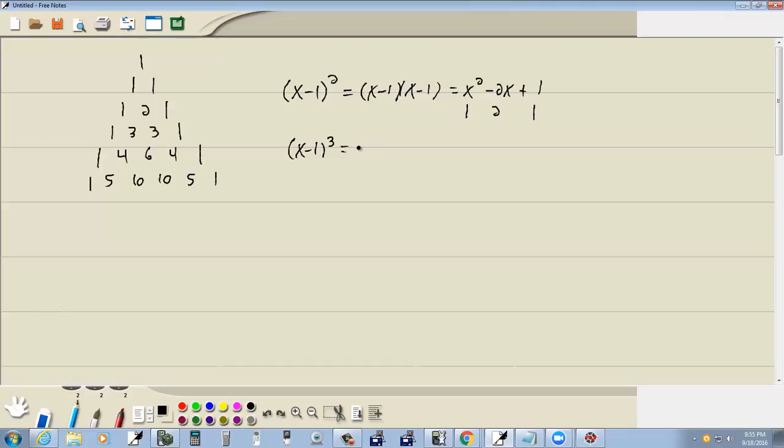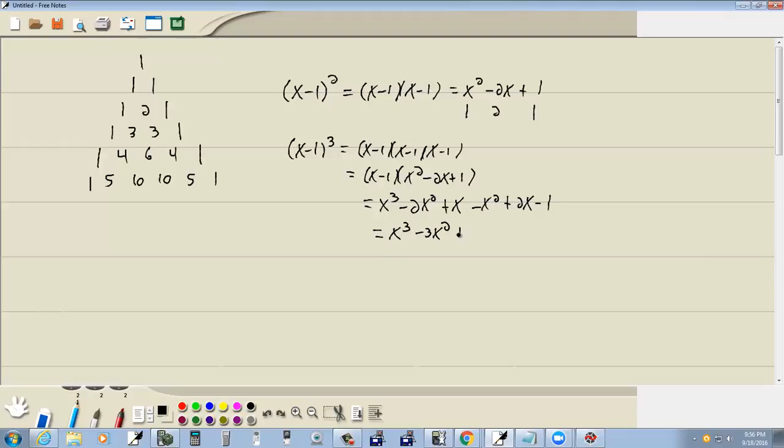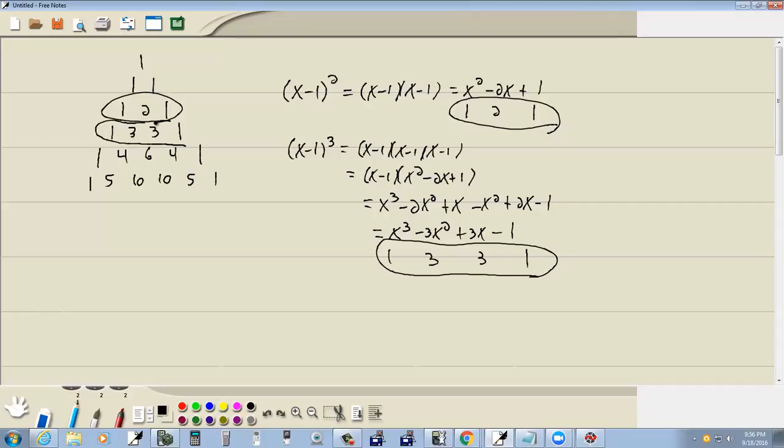Now if I take x minus 1 to the third, that's going to be x minus 1 times x minus 1 times x minus 1. So we're going to have x minus 1 times x squared minus 2x plus 1, which gives us x to the third minus 2x squared plus x minus x squared plus 2x minus 1, which gives us x to the third minus 3x squared plus 3x minus 1. Now ignoring the signs, you see we have 1, 3, 3, and 1. 1, 2, 1; 1, 3, 3, 1.